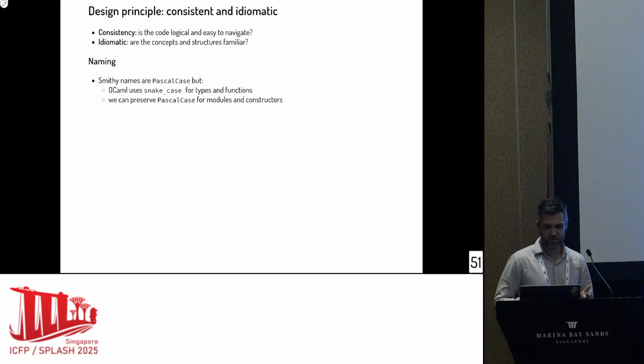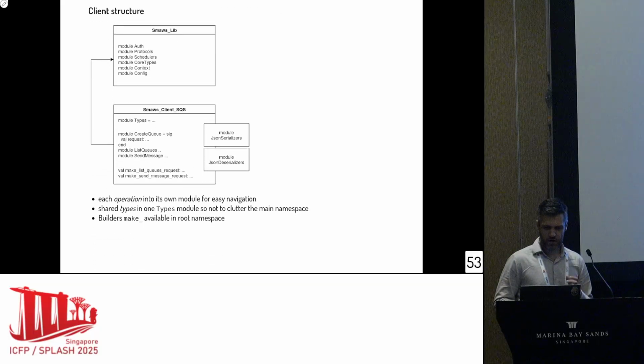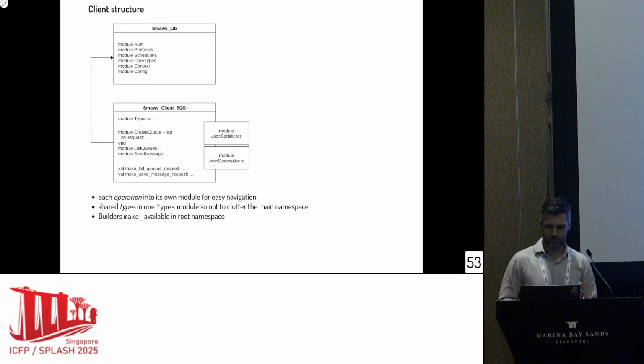The most obvious thing you can do is naming, using a consistent and idiomatic naming convention for your code. Smithy's names are Pascal case, but smaws will translate them into snake case, which makes more sense in OCaml, like for types and function names, while preserving it for modules and constructors. The clients are also structured to make it easy to find an operation, which each have their own module. Everything else is packed away into submodules to avoid cluttering the main namespace.